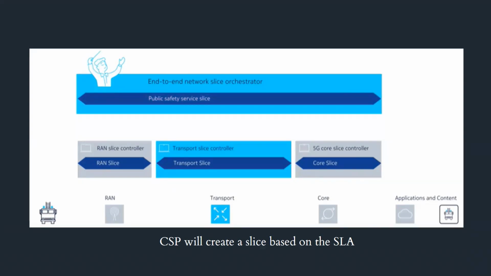So how does a network slice get created? How can we create a network slice? So in Nokia, this is how it is happening.